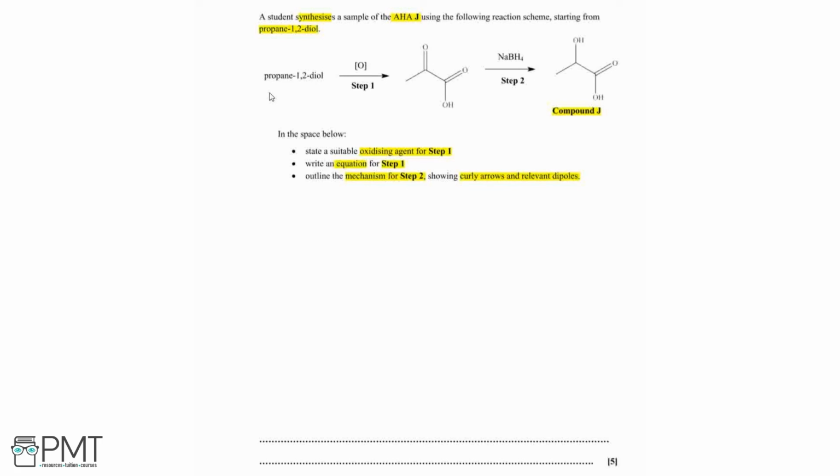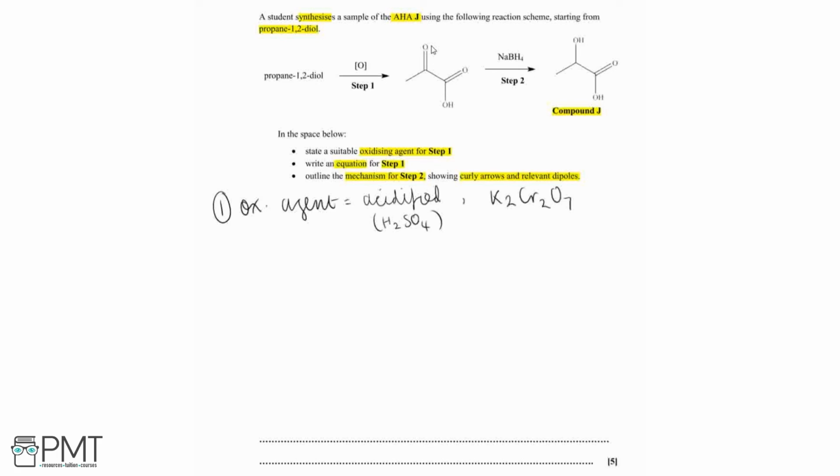So for step 1, we're oxidizing our diol and we're producing a compound which contains a carboxylic acid and a ketone here. Therefore, our suitable oxidizing agent is going to be our acidified potassium dichromate. So acidified, and we could use, for example, some sulfuric acid to do that. And then we need our potassium dichromate, which has this formula here.